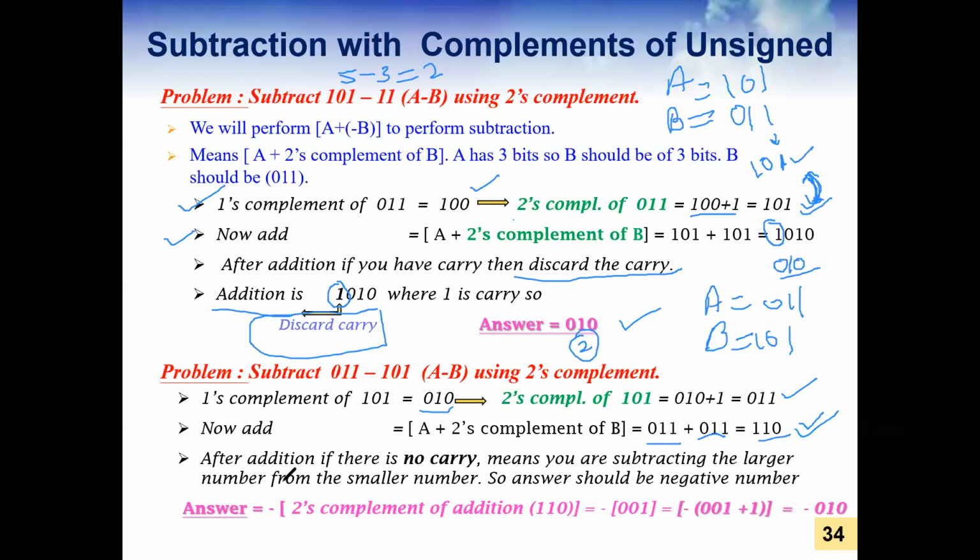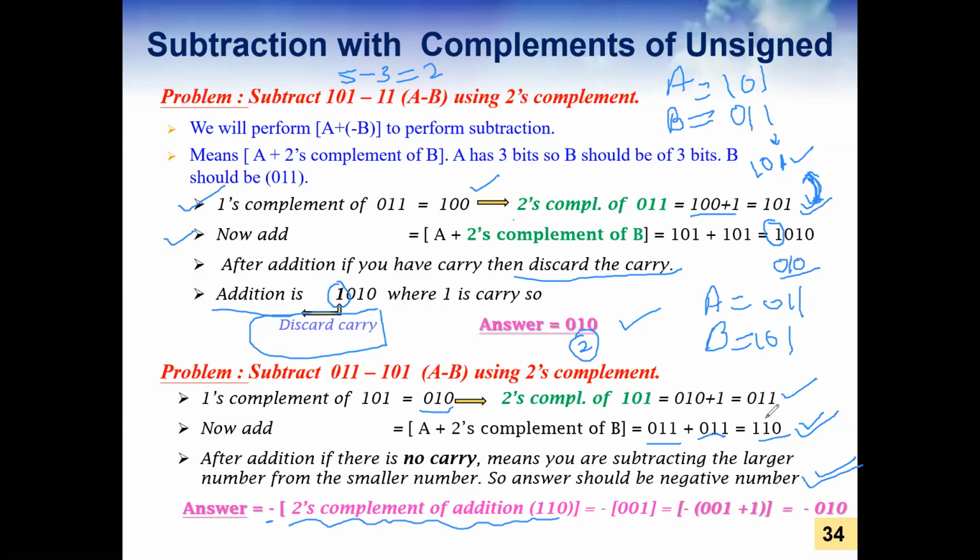The rule says after addition, if there is no carry, it means you are subtracting the larger number from the smaller number. So your answer should be negative. So what I will do, I will put a negative sign and take the 2's complement of the result. So put a minus sign, take the 2's complement of this one.